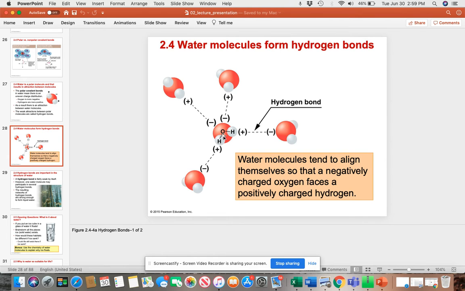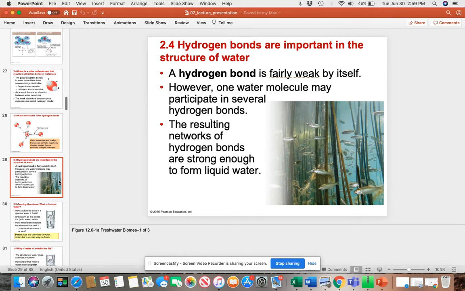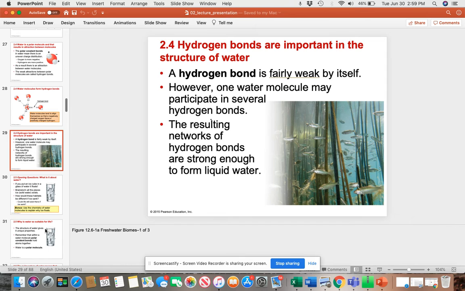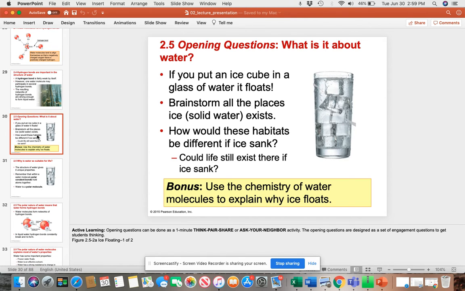So, see the oxygen, hydrogen, the partial polarity on the hydrogen is attracted to the partial polarity on the oxygen. So, properties. Even though the hydrogen bond is the weakest of the three types of bonds, it pretty much plays some key roles.